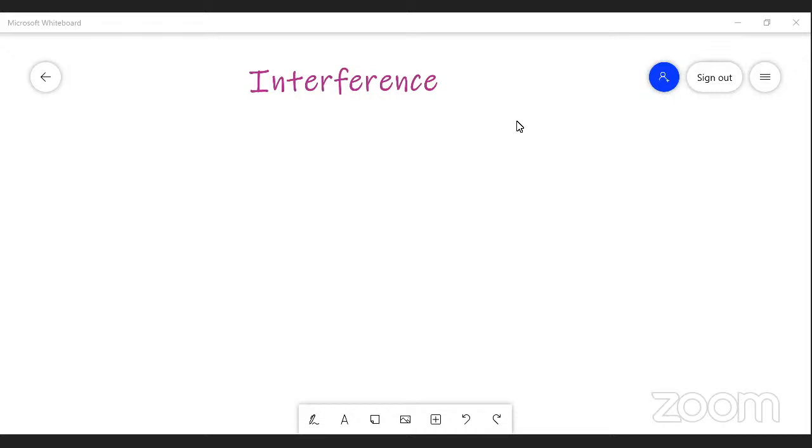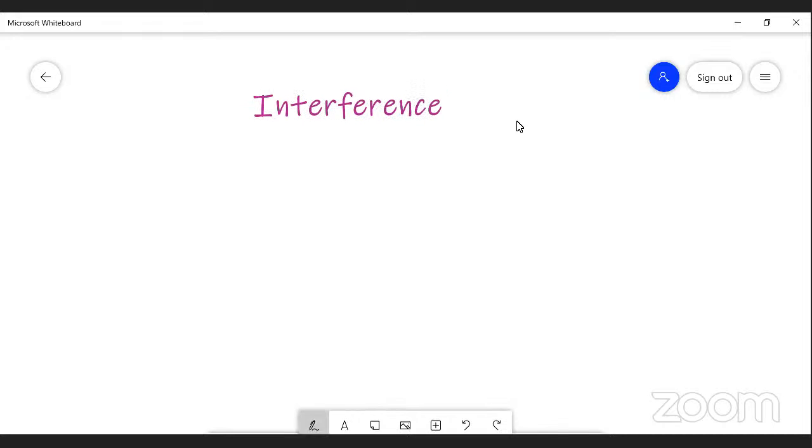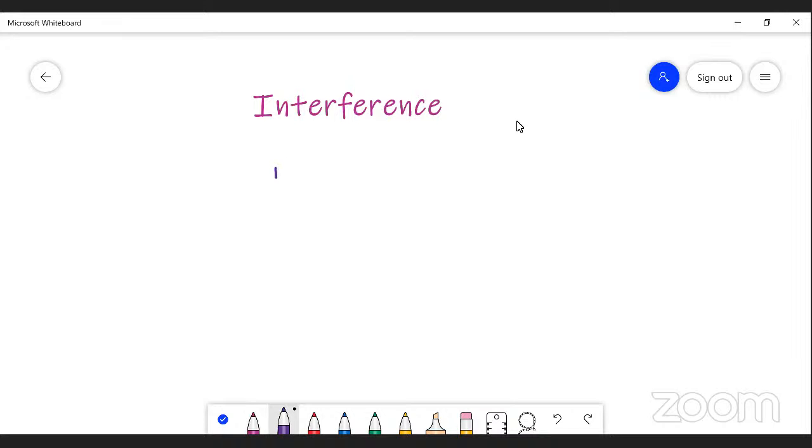Very good. Today our discussion topic is interference. What do you mean by interference? Interference is nothing but when two lights combine with each other, which means light plus light is equal to brighter light.